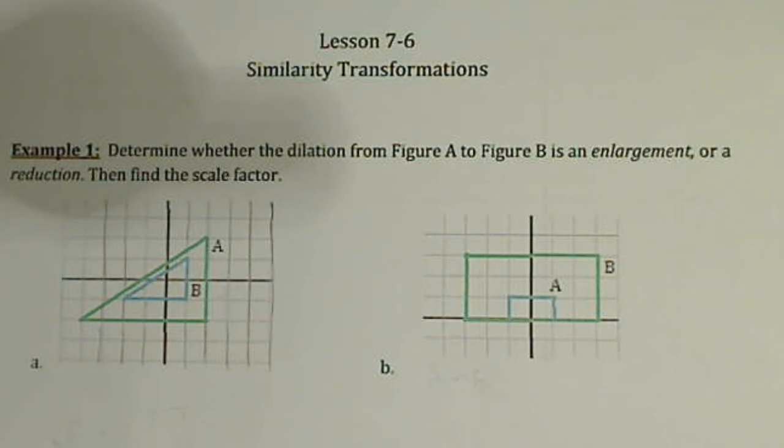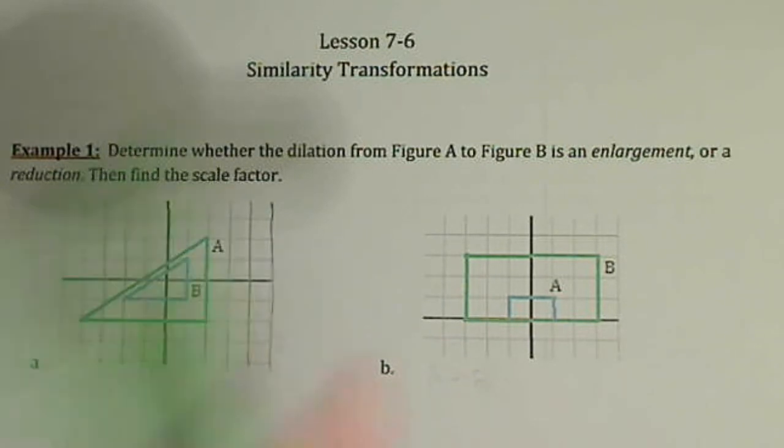Hey geometry kids, we are on lesson 7-6, which means we're almost to the end of chapter 7. 7-6 is about similarity transformation, so we're going to be looking at graphs, drawing graphs, and looking at how they transform. Now, unlike the last time we did transformations, we are not talking about reflections, rotations, and translations. We are talking about a transformation called a dilation, which means to make it bigger, which is an enlargement, or to make it smaller, which is called a reduction.